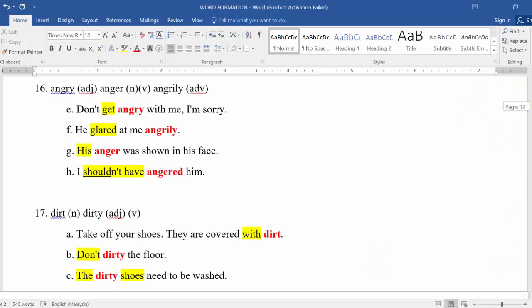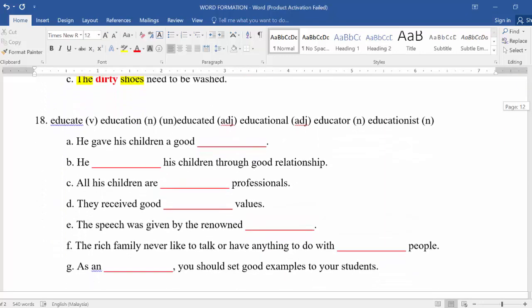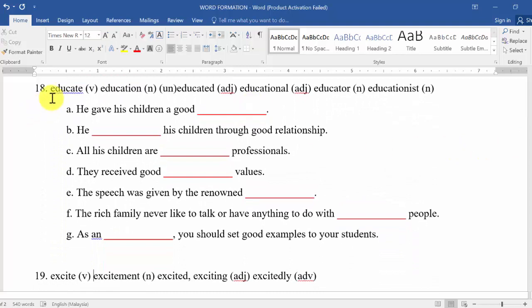Okay, now let's look at the next question. Question 18. Here we have educate, a verb, education, noun, uneducated and educated, adjective, educational, adjective, educator, noun, and educationist, a noun. Let's look at the first one, educate. Educate means to teach. The action of teaching. Educate means teach. Verb.